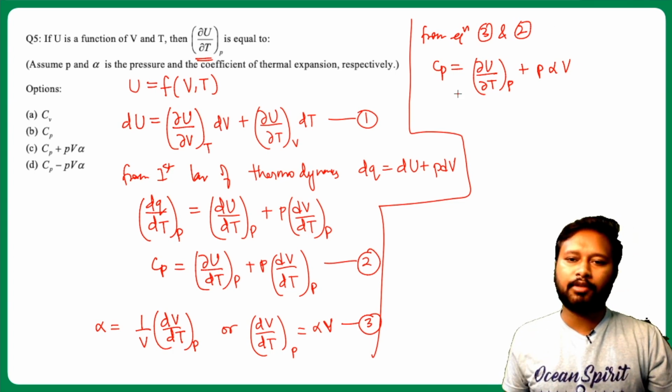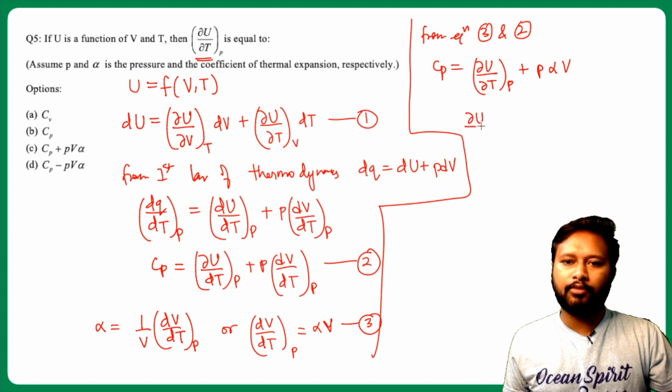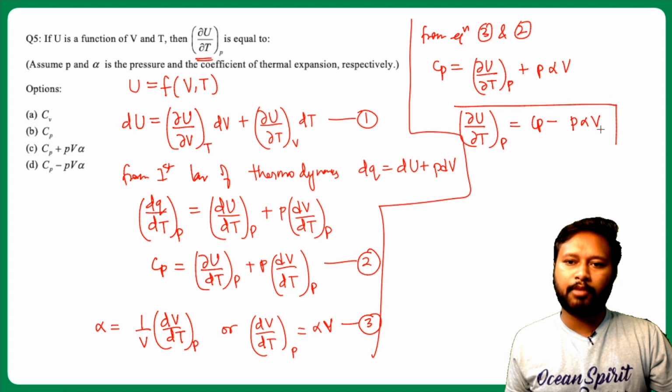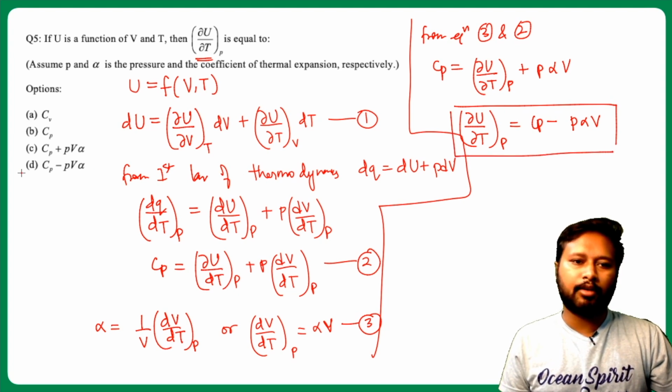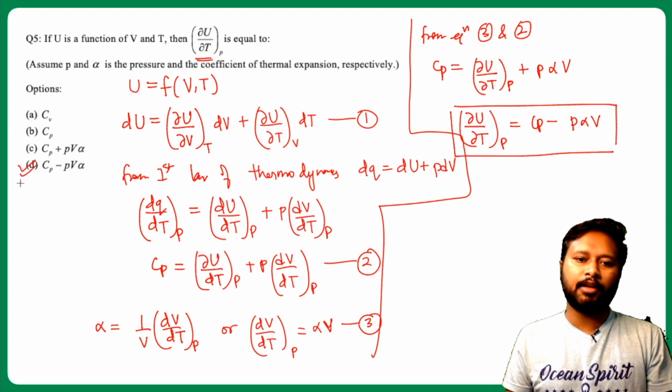I'll take the other thing to the other side. So I'll have del U by del T at constant P equal to Cp minus P alpha V, and this should be my final answer, which is there in option number D. So that's how it should be done.